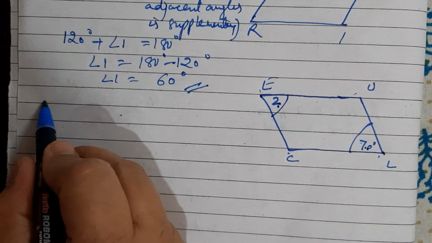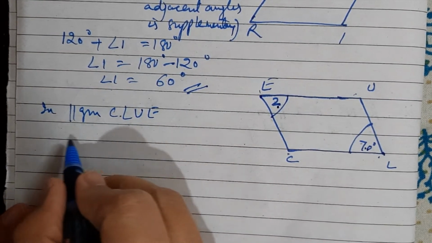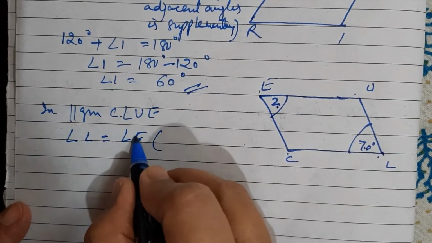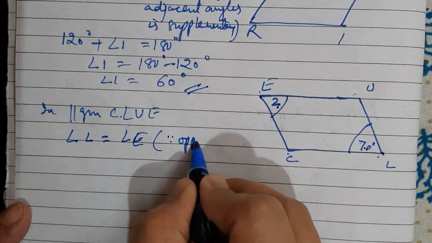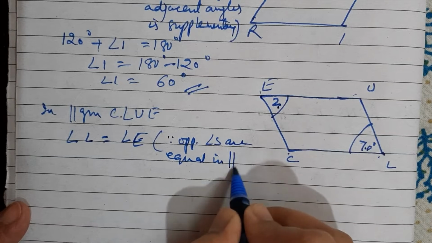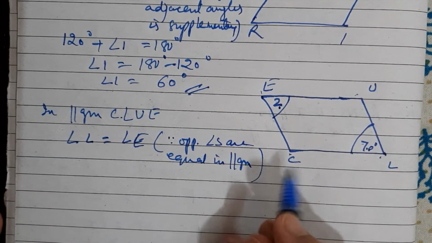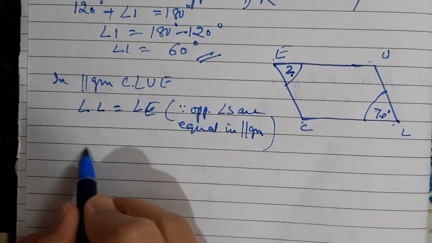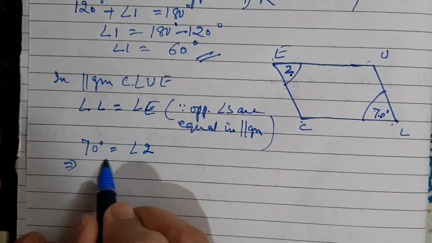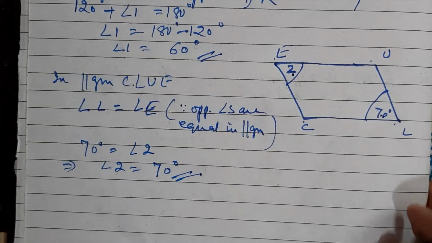So in parallelogram CLUE, angle L is equal to angle E. Why? Because opposite angles are equal in a parallelogram. This is the symbol of parallelogram: two parallel lines. So angle L, 70 degrees, is equal to angle 2. This implies angle 2 is equal to 70 degrees. This is the second part.